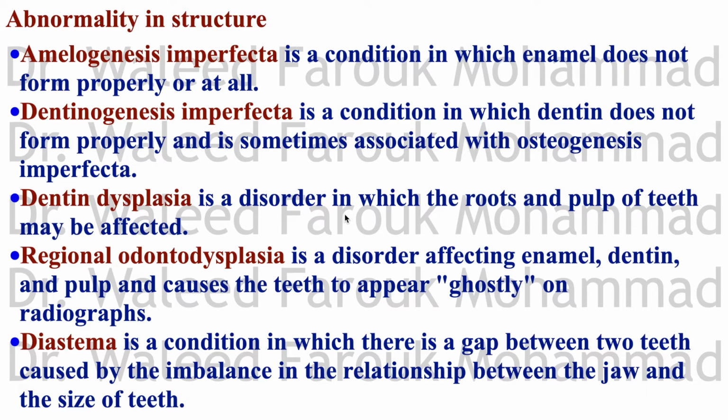Dentin dysplasia is a disorder in which the roots and pulp of teeth may be affected. Regional odontodysplasia is a disorder affecting the enamel, dentin, and pulp and causes the teeth to appear ghostly in radiographs, meaning they become faint. Diastema is a condition in which there is a gap between two teeth caused by imbalance in the relationship between the jaw and the size of the teeth.